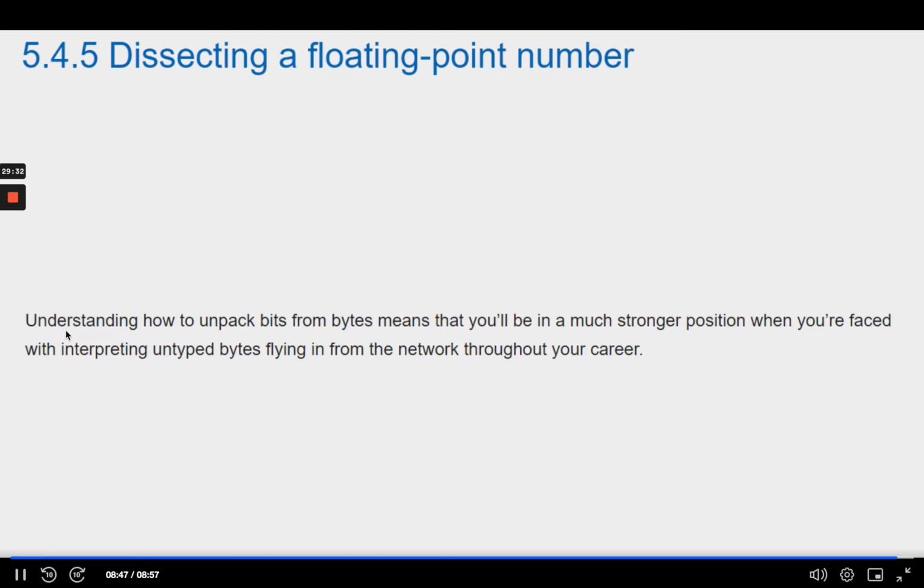Understanding how to unpack bits from bytes means you'll be in a much stronger position when you're faced with interpreting untyped bytes flying in from the network throughout your career.